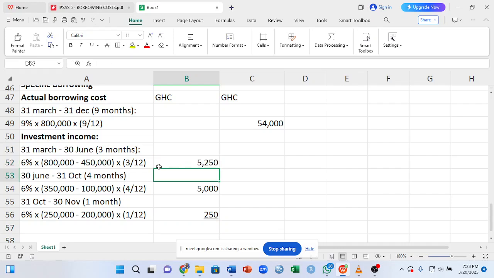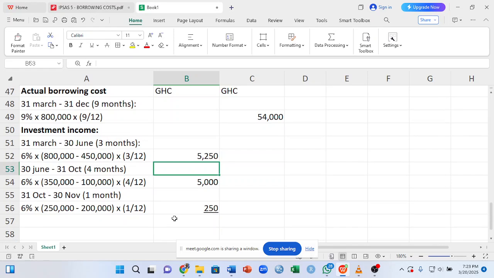No, it's supposed to be zero. Someone should confirm. The last one, yeah, it's 250. Yes, please. Then let's sum it up.